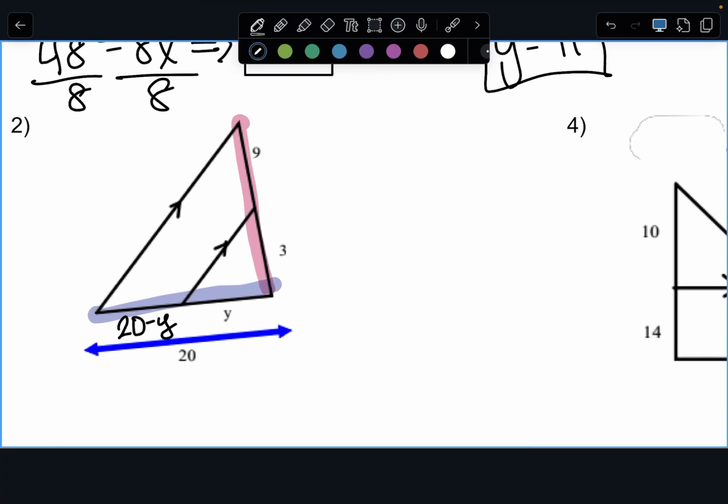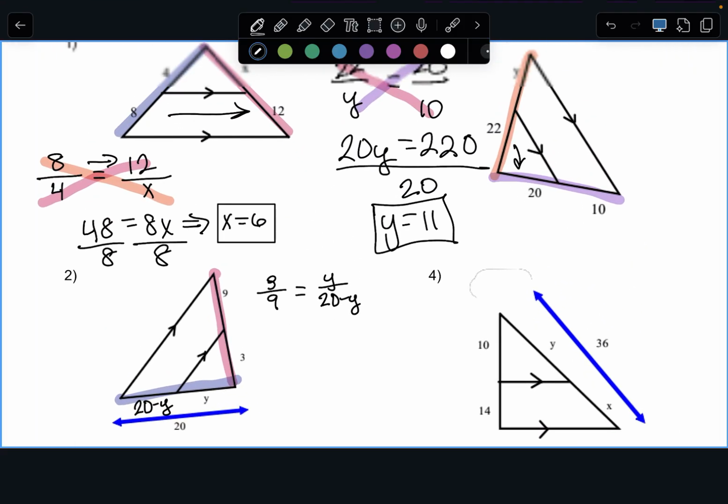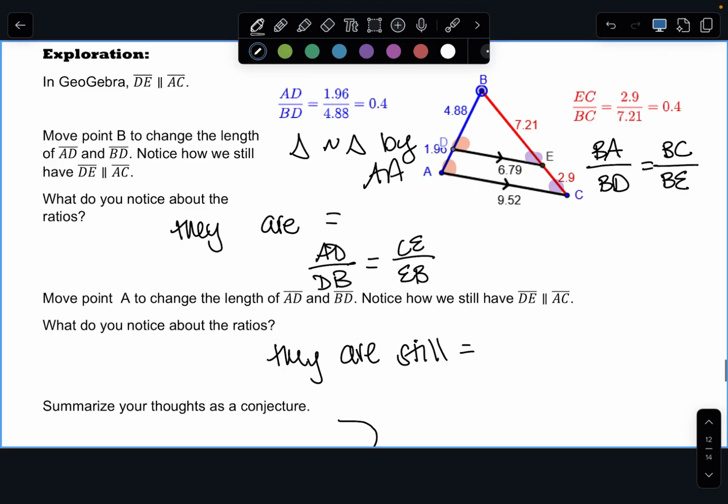We could do part over part for our pink, 3 over 9, is equal to part over part for our blue, 20 over y, or y over 20 minus y. I personally would not do it this way because I have two y's in here and I'm going to have to move them across both sides of my equal sign. Instead, let's back it up to what we initially saw in our first exploration.